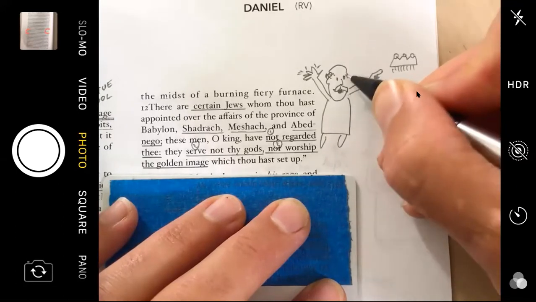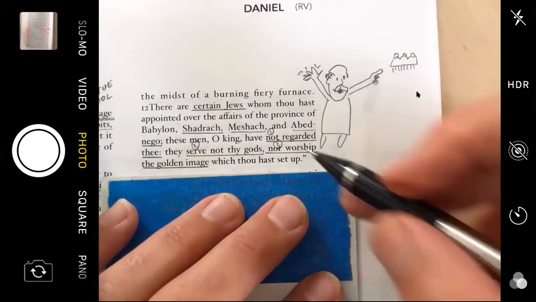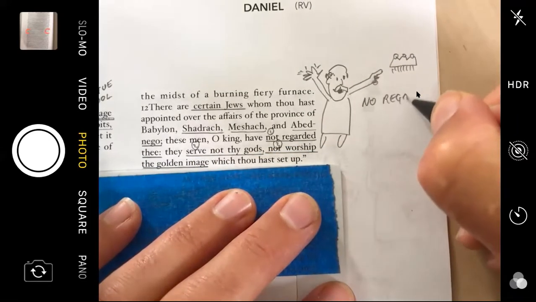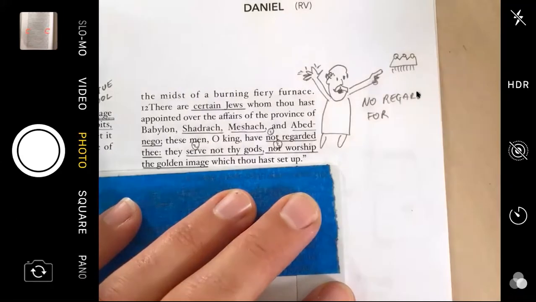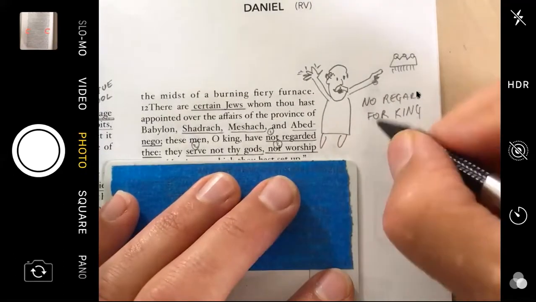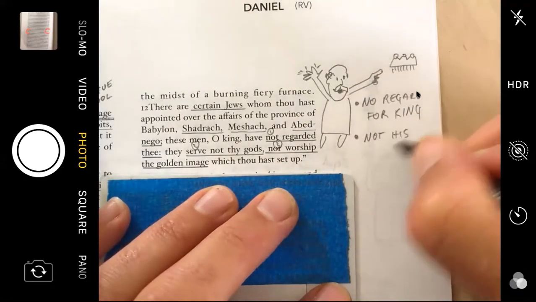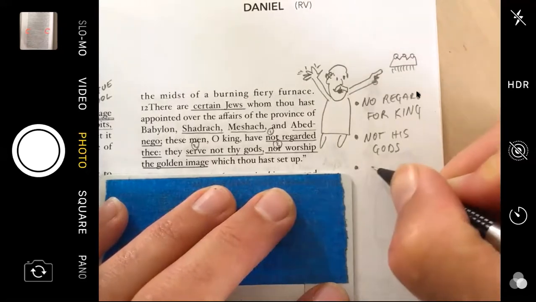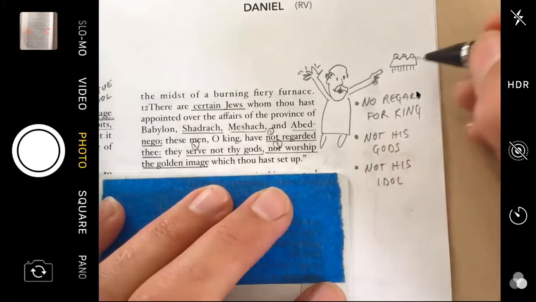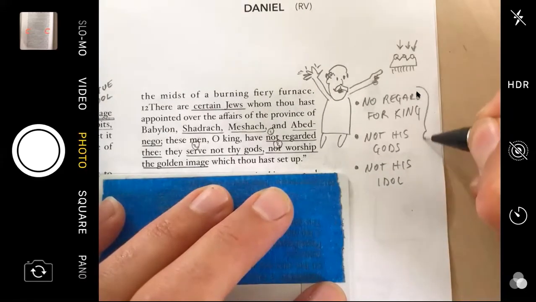And it sounds like this guy doesn't like them. We don't know for sure. But what does he say about them? They have not regarded you. No regard for whom? King Nebuchadnezzar, the king. They don't serve the gods. Not his gods, and not his idol. And so it's all about these guys. These guys don't like the king.